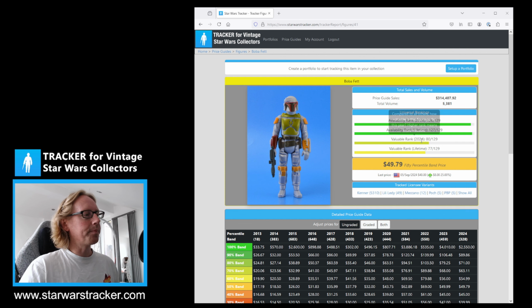So you can further fine-tune the results here. If you're in the market for a Lili Ledy Boba Fett, then you can click on this link and it'll rearrange all the statistics, just showing you the prices for Lili Ledy, which I'll do in a second.